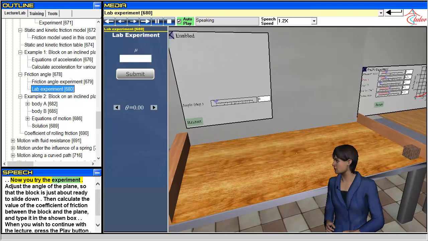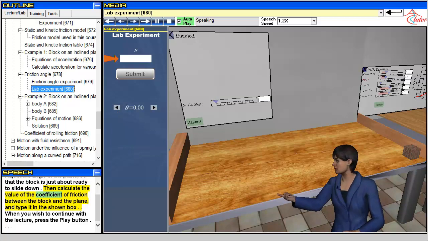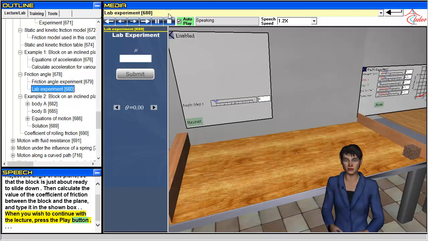Now you try the experiment. Adjust the angle of the plane, so that the block is just about ready to slide down. Then calculate the value of the coefficient of friction between the block and the plane, and type it in the shown box. When you wish to continue with the lecture, press the play button.